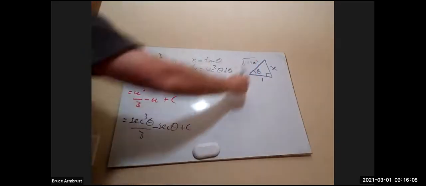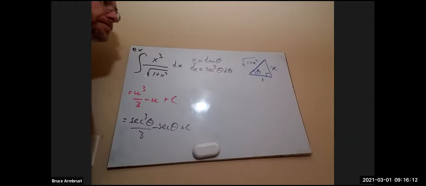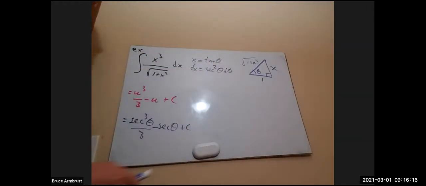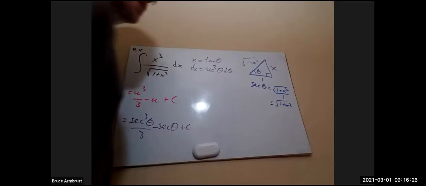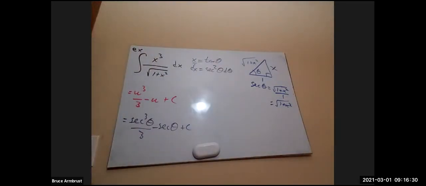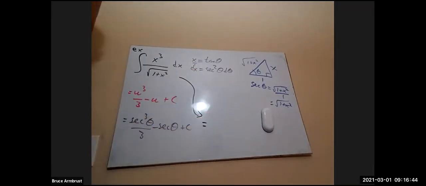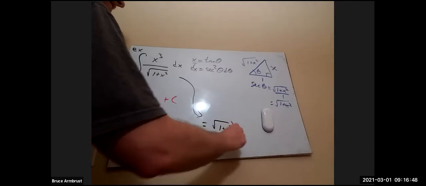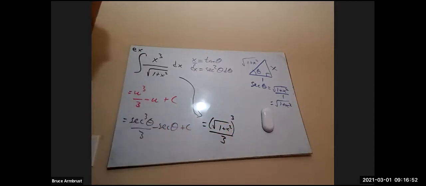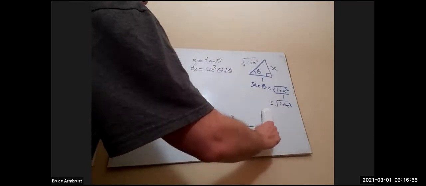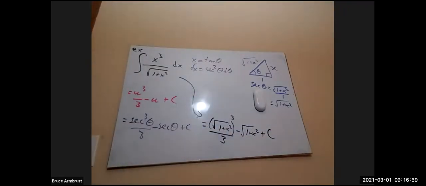a squared plus b squared equals c squared. So from that picture right there, I know that the secant of theta is the square root of 1 plus x squared over 1, or the square root of 1 plus x squared. Now I'll plug that back in here. So we end up with our integral is equal to the square root of 1 plus x squared, cubed, over 3 minus the square root of 1 plus x squared. And we'll put a plus c.